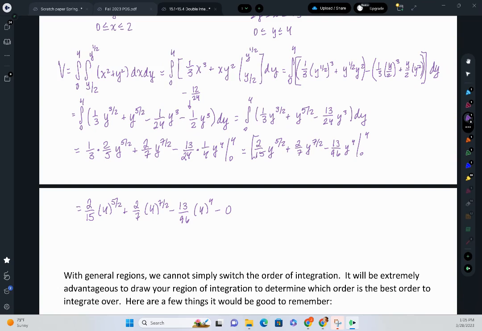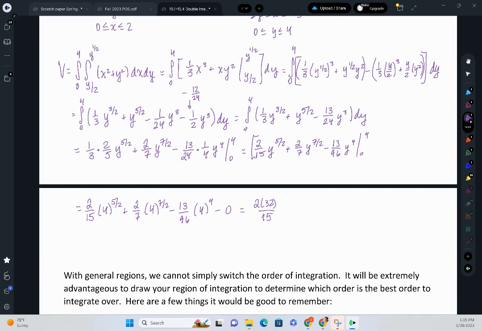So the square root of 4 is 2. 2 to the 5th power is 32. So this gives me 2 times 32 over 15. All right, same thing with the 4 to the 7/2.